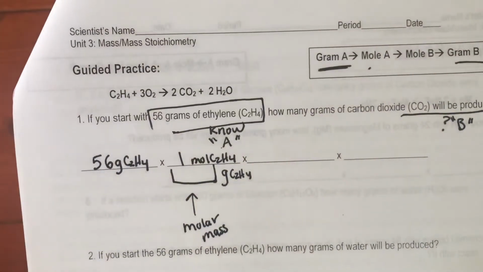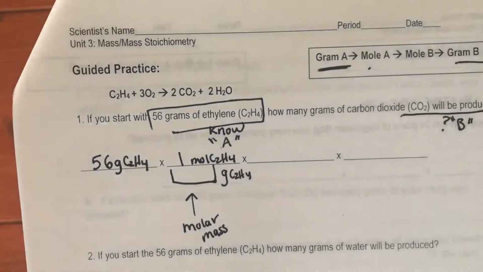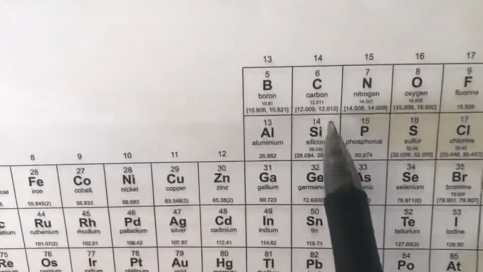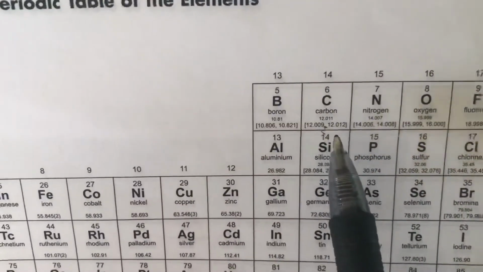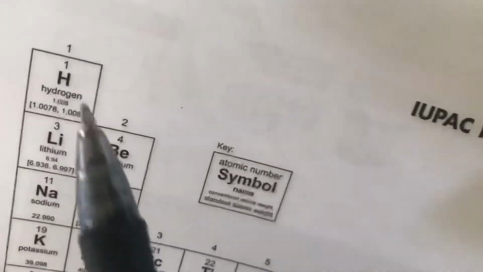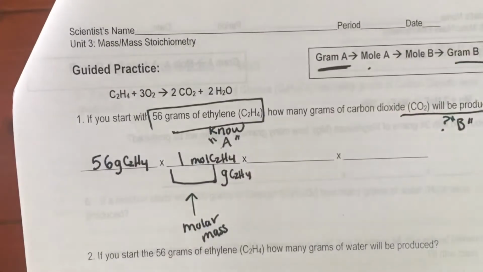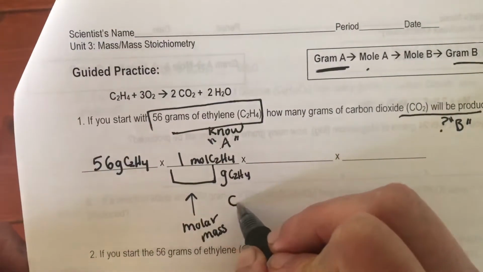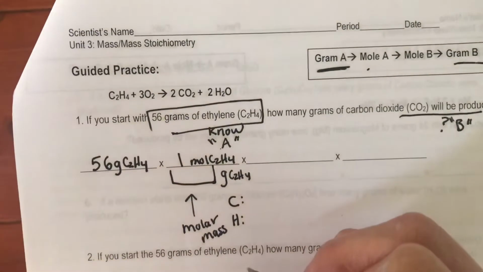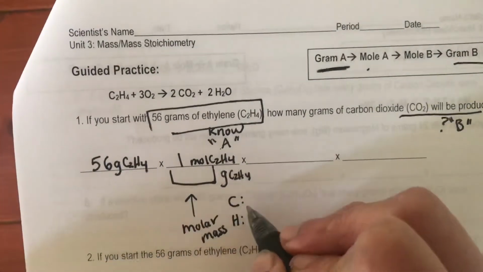And the molar mass is the mass of 1 mole. And as you remember, we get that from the periodic table. So I'm going to look on my periodic table and find C and H. C has a mass of 12. I'm just going to round to the nearest whole number. And H will have a mass of 1. So I'm going to write this down here. I have C, I have H, and we're just going to calculate the molar mass like we did at the beginning of the unit.